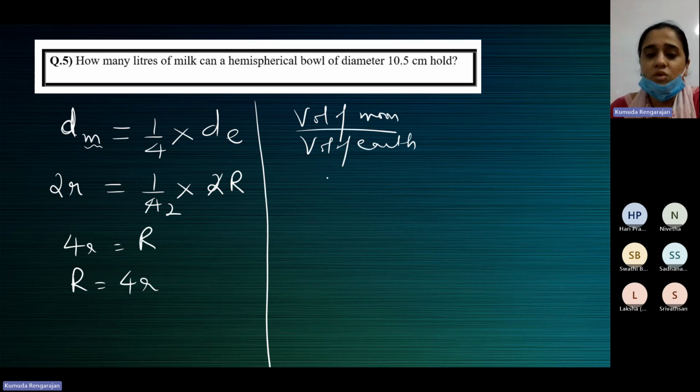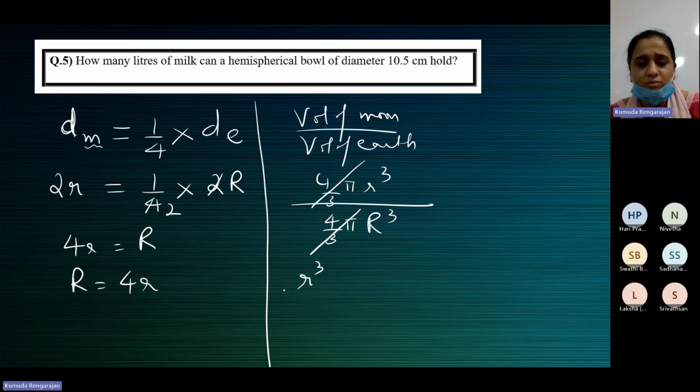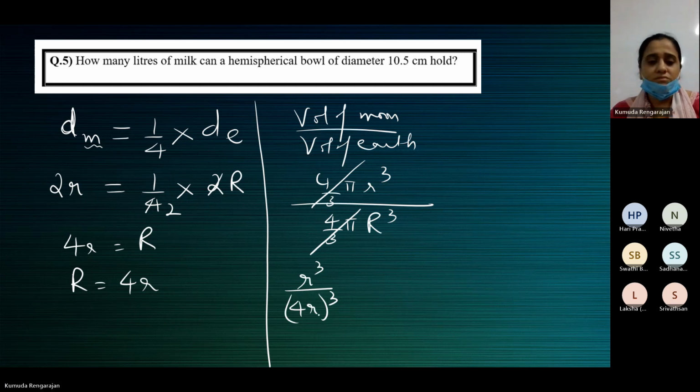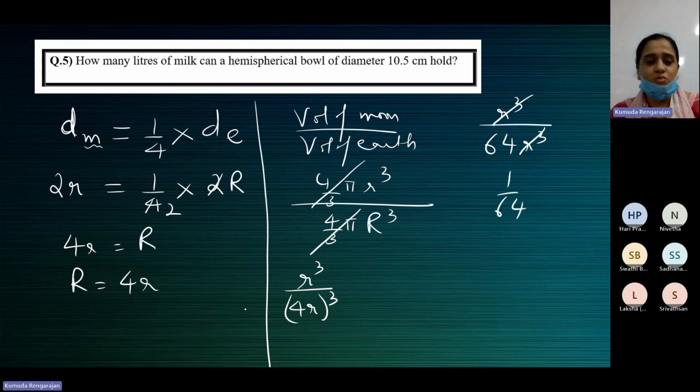So when you write the formula, 4/3 pi r cube by 4/3 pi R cube, 4/3 pi gets cancelled. And r cube by R cube, you can even substitute here. If you want, you can substitute R is 4r, no? So it is r cube divided by 64 r cubed, correct? So r cube gets cancelled, giving 1/64. So the required fraction is 1/64.